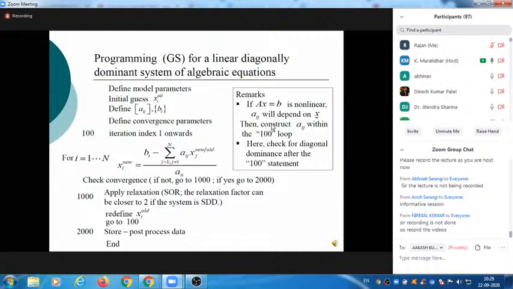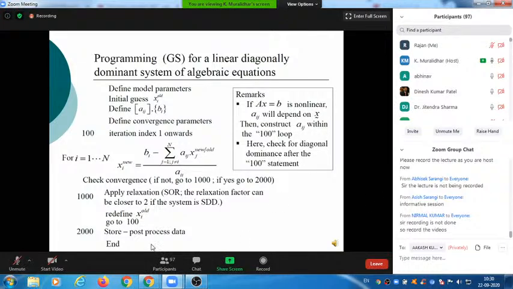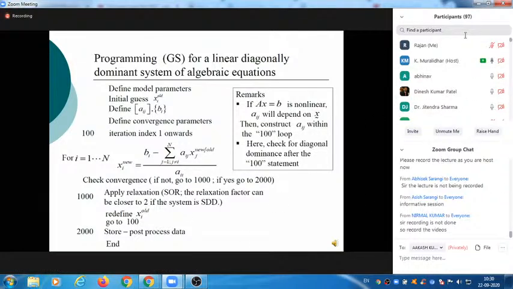Now let's discuss a linear problem. In the linear problem, Aij will not depend on the solution. So Aij can be separately constructed. Then you set up the iteration loop, for i equal to 1 to n, and the new solution will be Bi minus summation of Aij xj, where xj is new if the new value is available, it is old if the new value is not available, all divided by Aii. So this will update xi new.